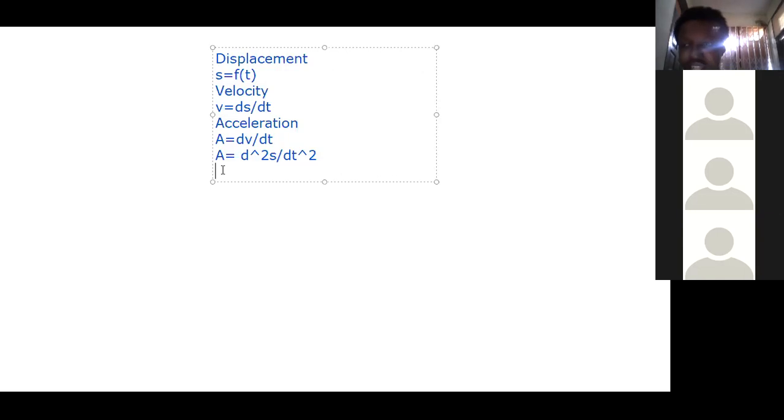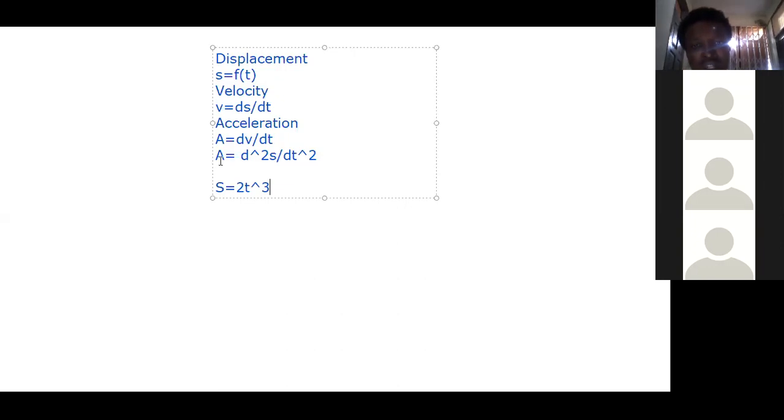Find A, its velocity after 3 seconds. B, when and where the particle is momentarily at rest.